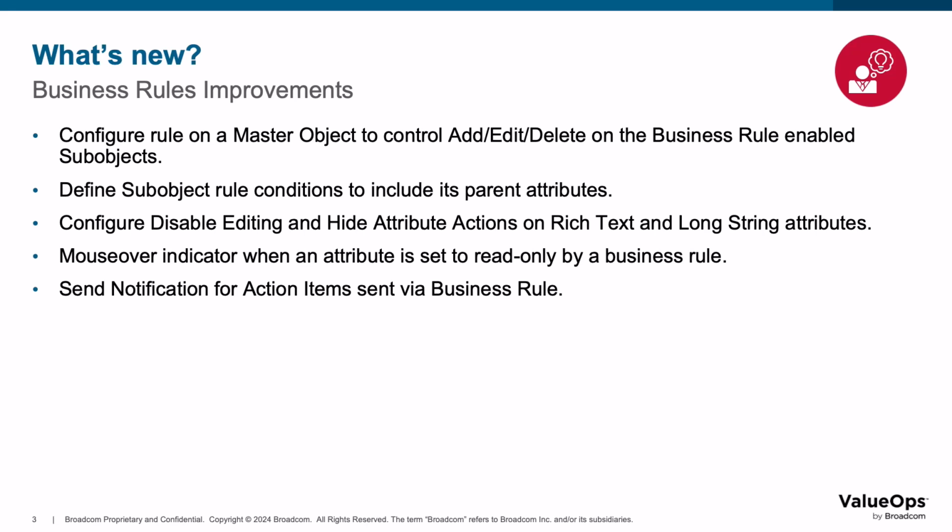The improvement is now on a sub-object, when you're configuring conditions, you're now able to reference parent attributes in the condition of the business rule. Since some of the requirements we heard from other customers, they want to use information, say, from the parent object, particularly the project, as part of the condition in the sub-object business rule.